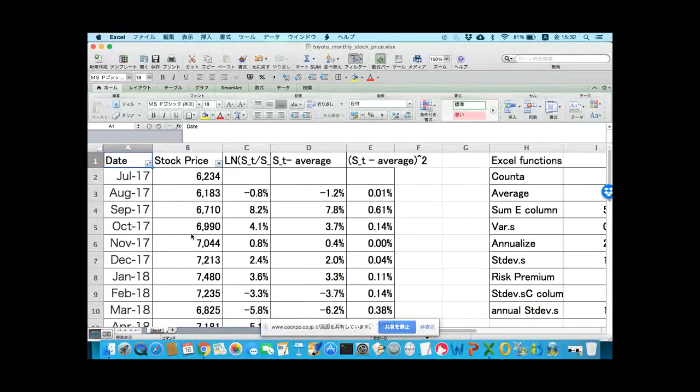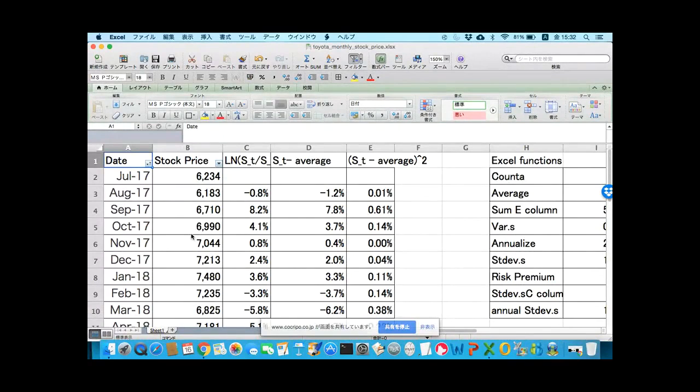Okay, hi guys. This is stock valuation number 6, risk premium homework. And here I'd like to calculate the risk premium for a certain stock. Here we have an Excel sheet.